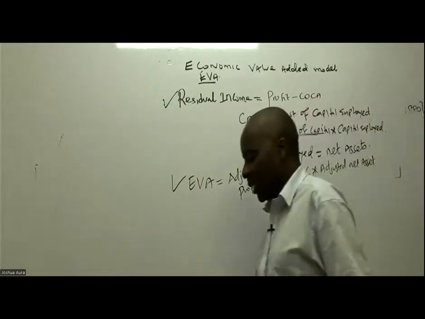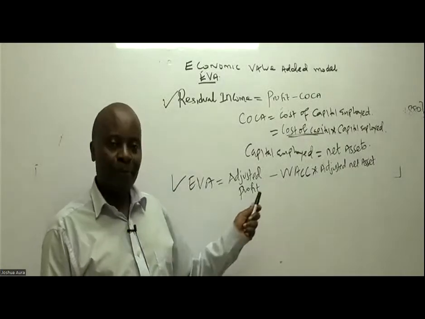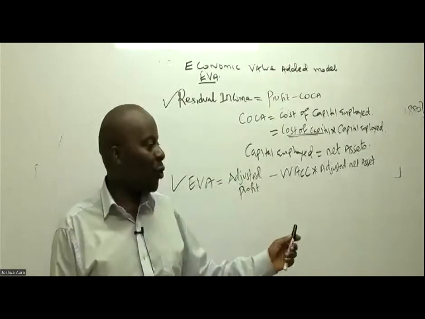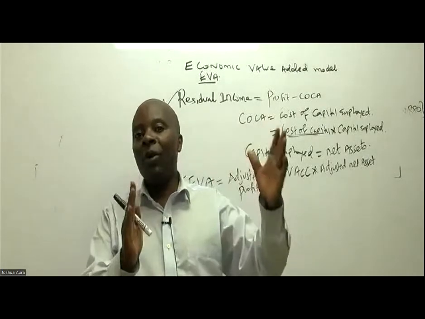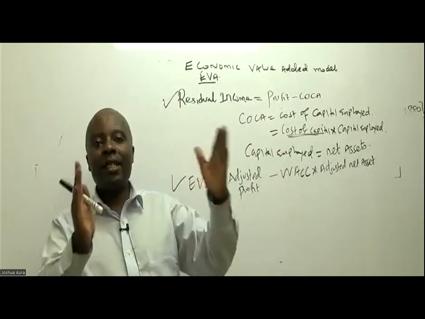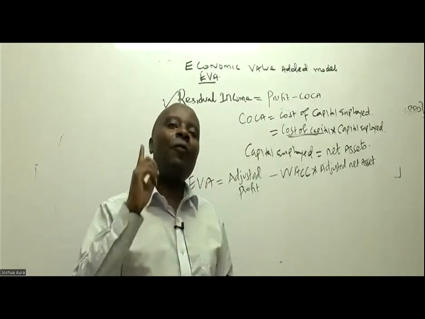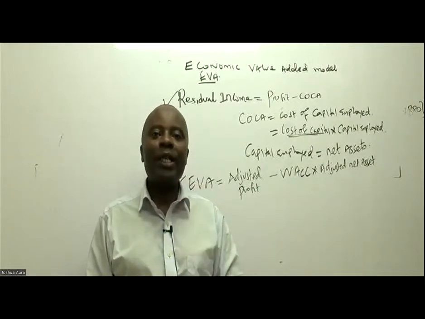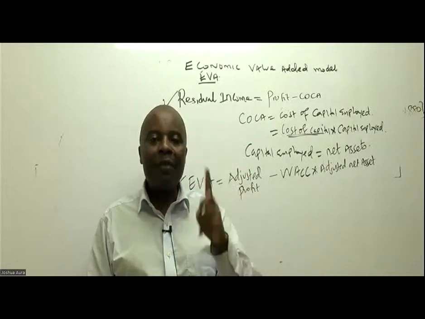Now, my good students, please listen to me very well. What kind of adjustments do we make to our profits? What kind of adjustments do we make to our capital employed? Remember, number one, EVA is futuristic. So any expense that you incur today which has got future economic benefits, according to the EVA model, you should never punish managers who incur expenses which have future economic benefits. Never ever punish them.